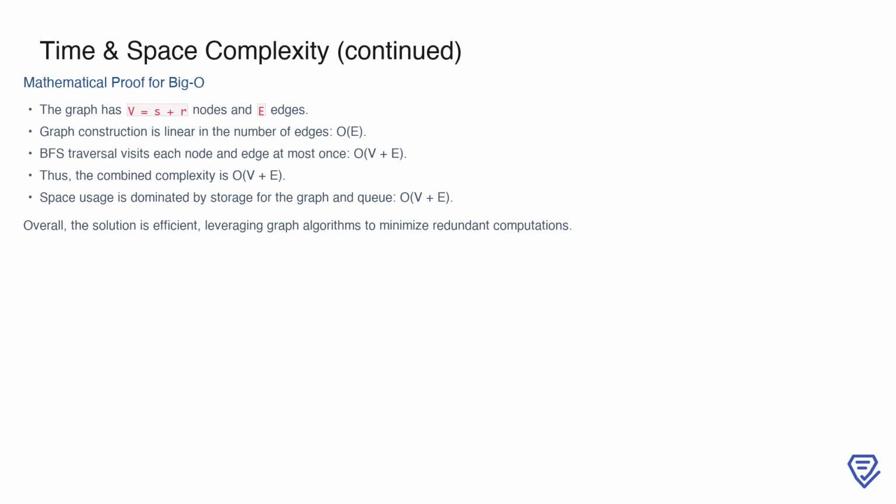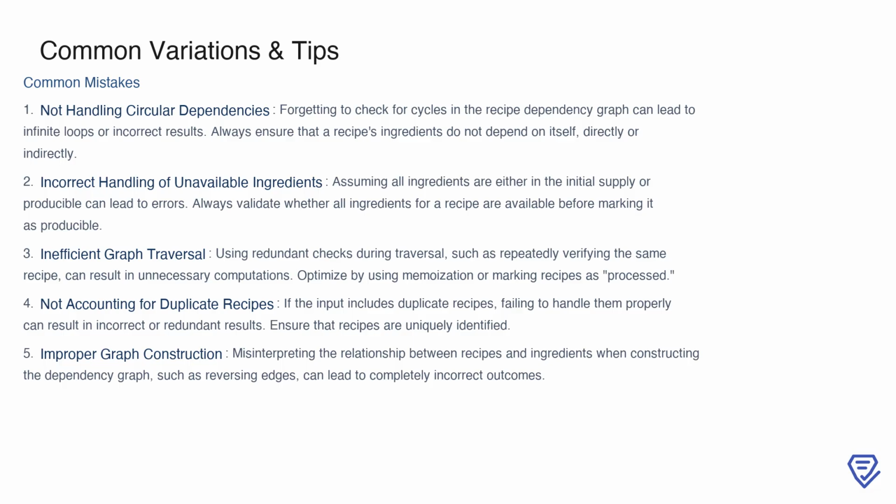This analysis confirms that the solution is both time and space efficient, utilizing graph algorithms to minimize redundant computations and handle large-scale inputs effectively. When solving this problem, there are several common pitfalls to watch out for. First, not handling circular dependencies is a critical mistake. If a recipe indirectly depends on itself through other recipes, it can create infinite loops or incorrect results. To avoid this, you need to check for cycles in the dependency graph.